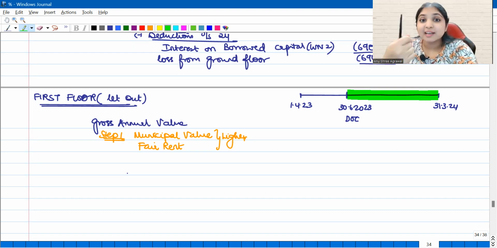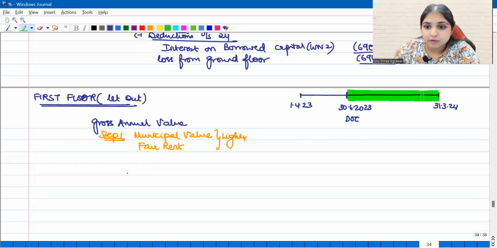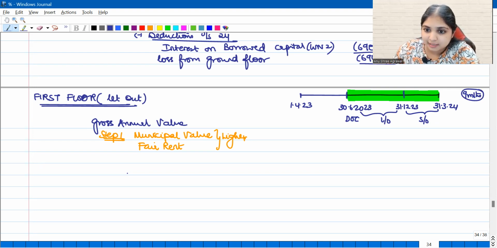Assessee did not sell. Here the house property came into existence only on 30th June. So therefore, you will do IFHP calculation only for these 9 months. Okay, only for these 9 months. Now, out of these 9 months, if you see, till 31st December 2023, this period the property is let out. And this period the property is self-occupied. So, total 9 months, out of this total 9 months, let out is for 6 months, self-occupied is for 3 months. Now tell me, municipal value you will take for how many months? You will take for 9 months, right?